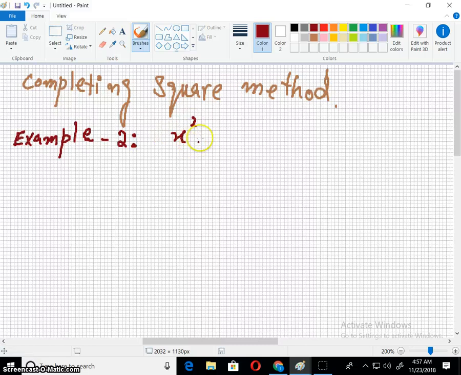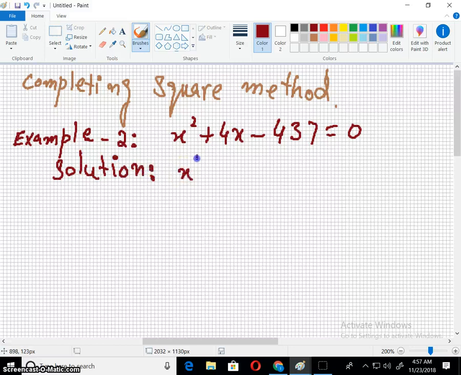x square plus 4x minus 437 equals to 0. So first of all, x square plus 4x equals 437, taking the constant number to the other side. Then make sure that there is no number other than 1 as a coefficient of x square. So here only 1 should be present here.